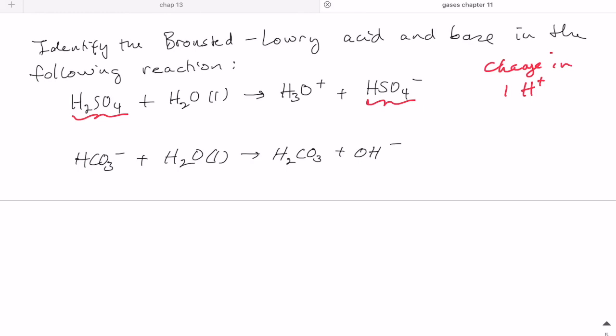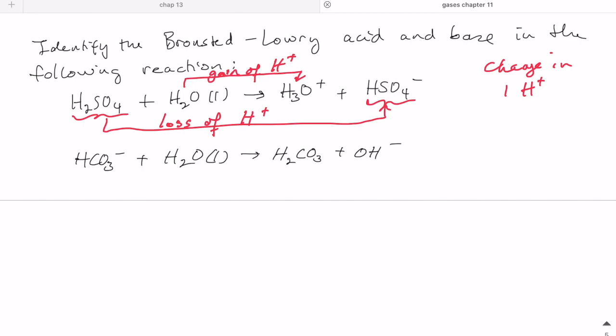So we notice that there is a change from H2SO4 to HSO4 minus, and that's a loss of one proton. And vice versa, if you look at the H2O versus H3O plus, you notice that that's a gain of a proton. Okay, so if you're donating protons, this has got to be an acid, and then H2O, which gains a proton, that means it's accepting a proton, so H2O is the base in this case.